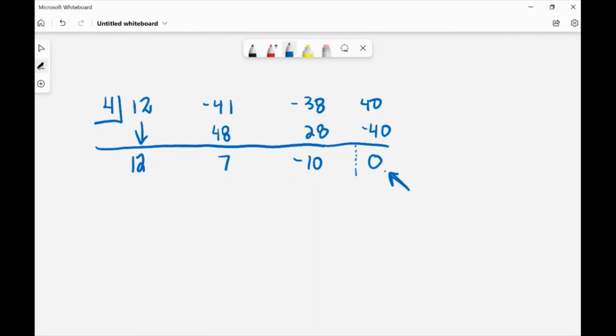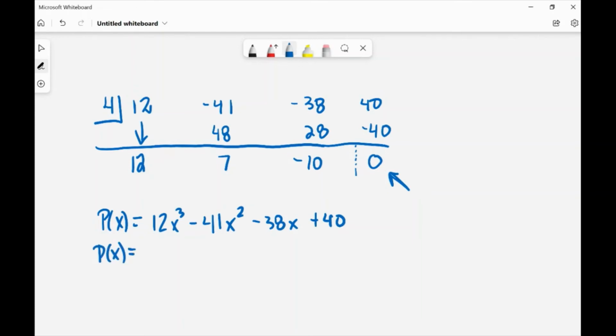We started off with P of x equals 12x cubed minus 41x squared minus 38x plus 40. Y'all might have to write all this on the back of your notes. Now we also know one of the factors. How do we write 4 as a factor? X minus 4. All right.